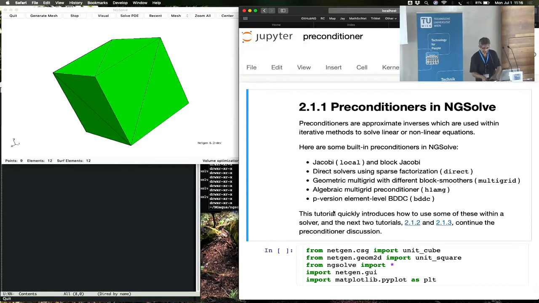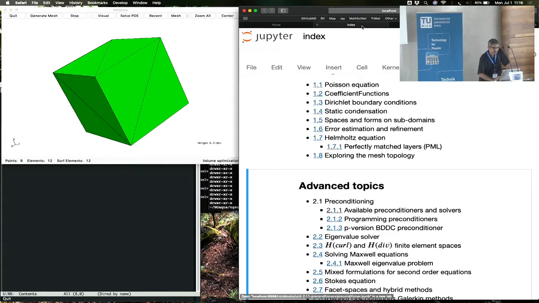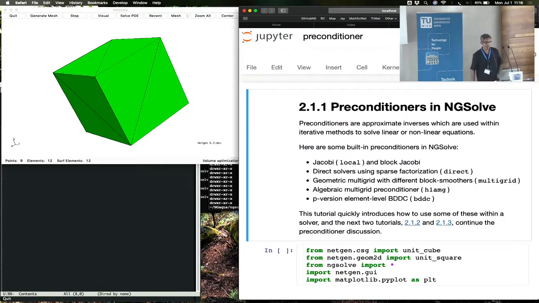All right, so we are entering Unit 2 with a discussion about preconditioners. Okay, so as you see, we have three sections on preconditioners, and let's go over the simplest one first.